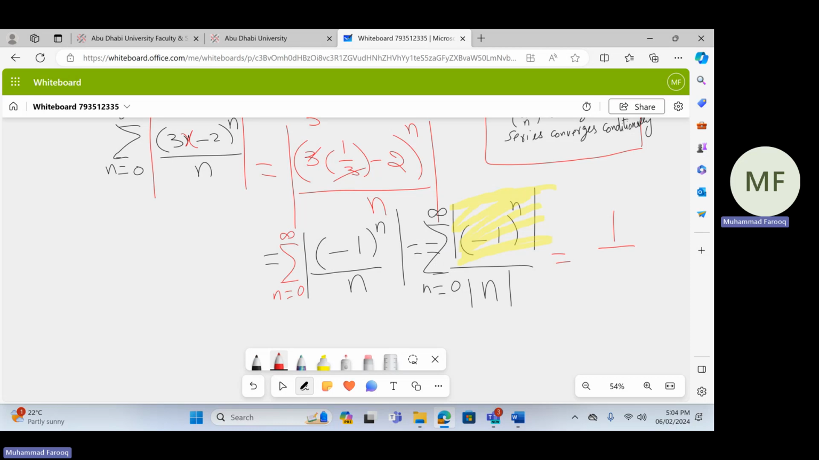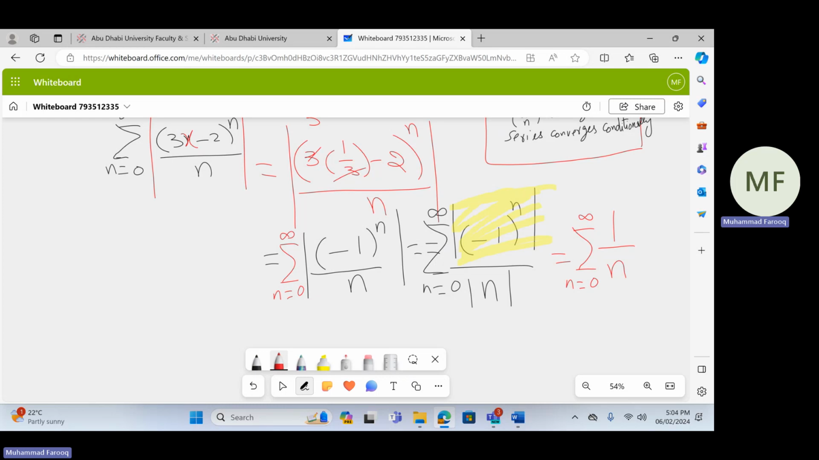Because my n is from where to where? 0 to infinity. Do you need absolute value? No. Okay, so you can remove it and you have sigma, n equals 0 to infinity. After this concept, you are here, right? Yes. This is which series?